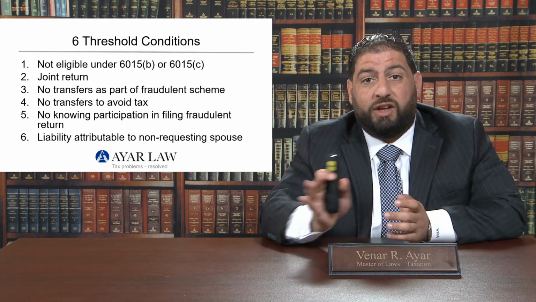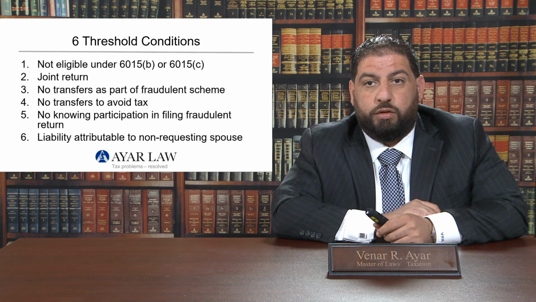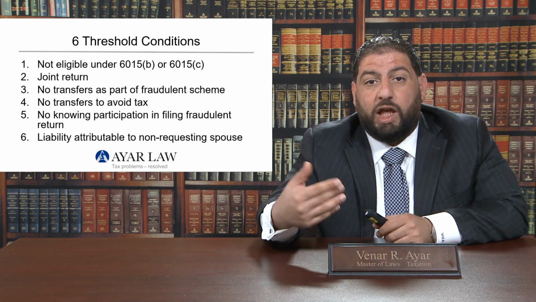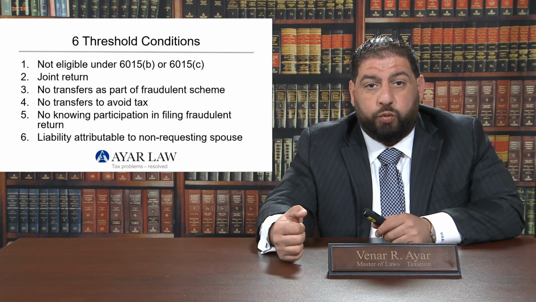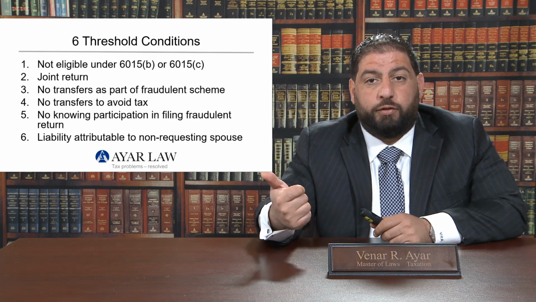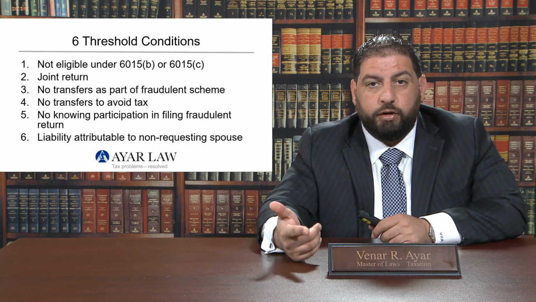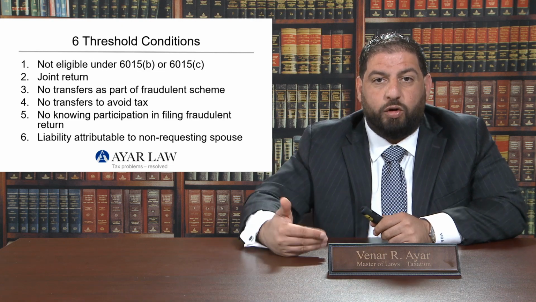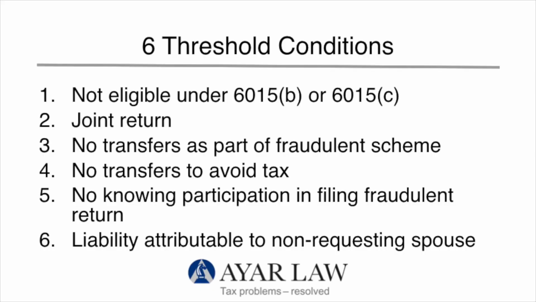Now, there are 6 threshold conditions in order to be able to claim equitable relief. The first one is you can't be eligible for innocent spouse relief or separation of liability relief. The IRS likes to look at these in order, so they go down the list, and you can only go down to the next one if you don't qualify for the previous one. We're still only talking about the filing of joint returns.